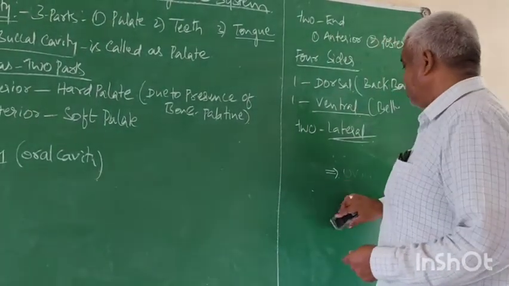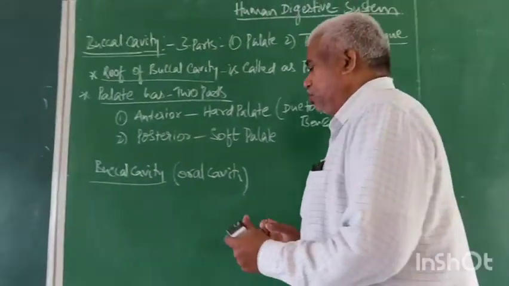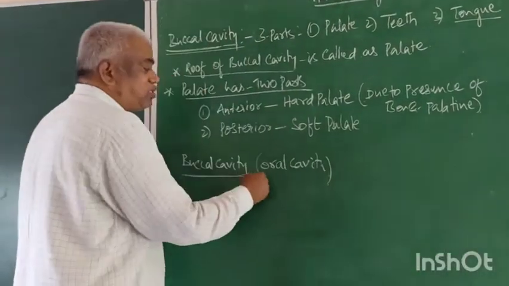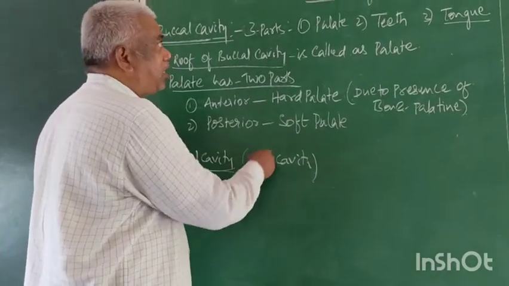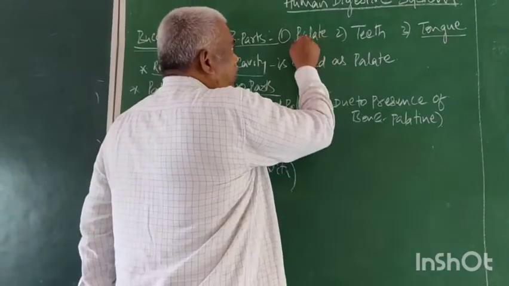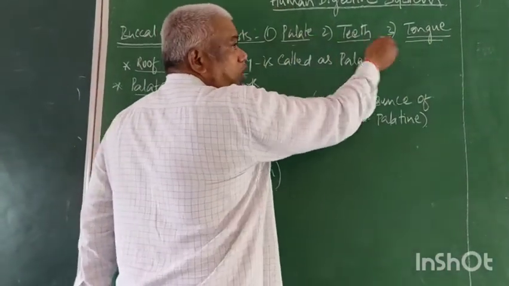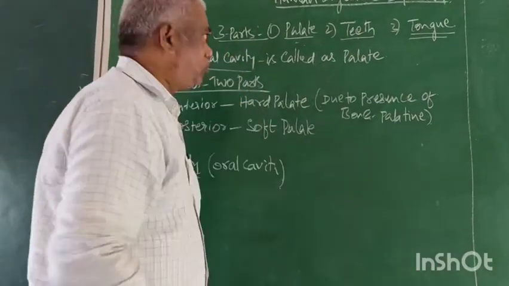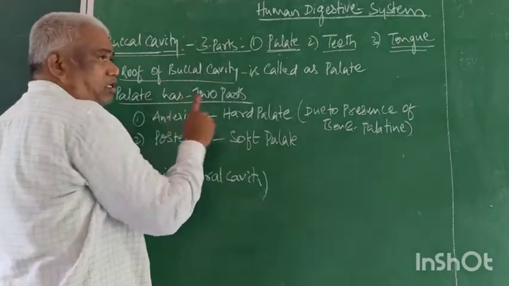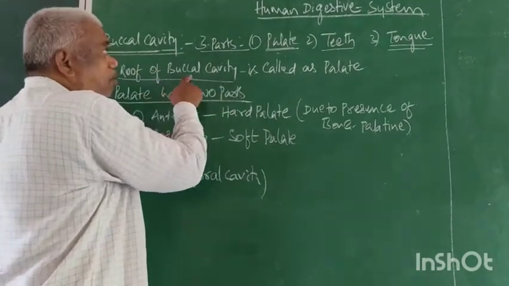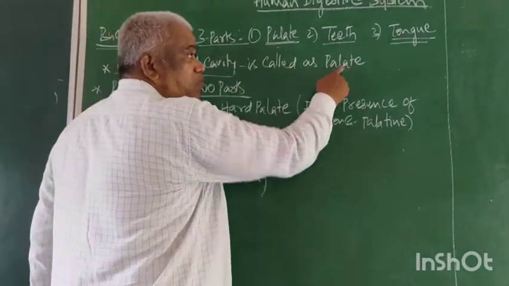Now the next one. The buccal cavity, which is also called the oral cavity, contains three parts: palate, teeth, tongue. These are the major parts present in the buccal cavity. Now what is the palate? Yesterday I already told you, the roof of the buccal cavity is called the palate.